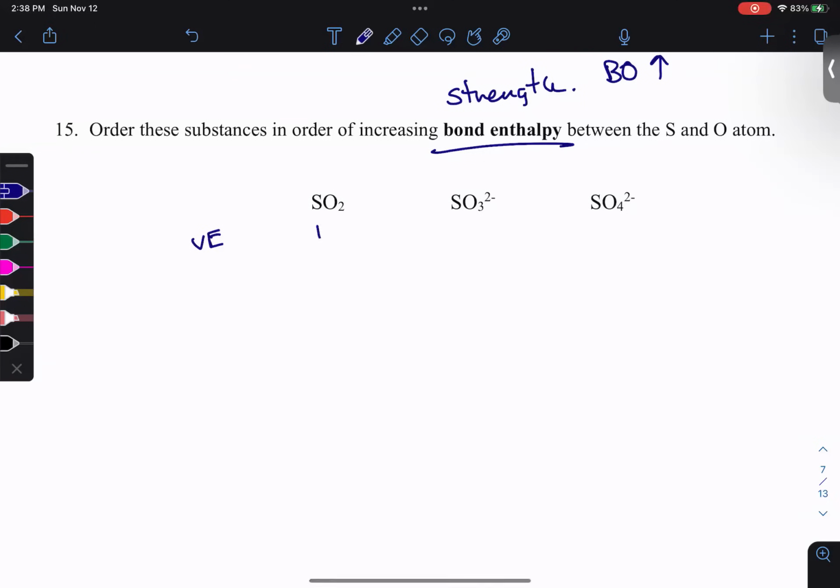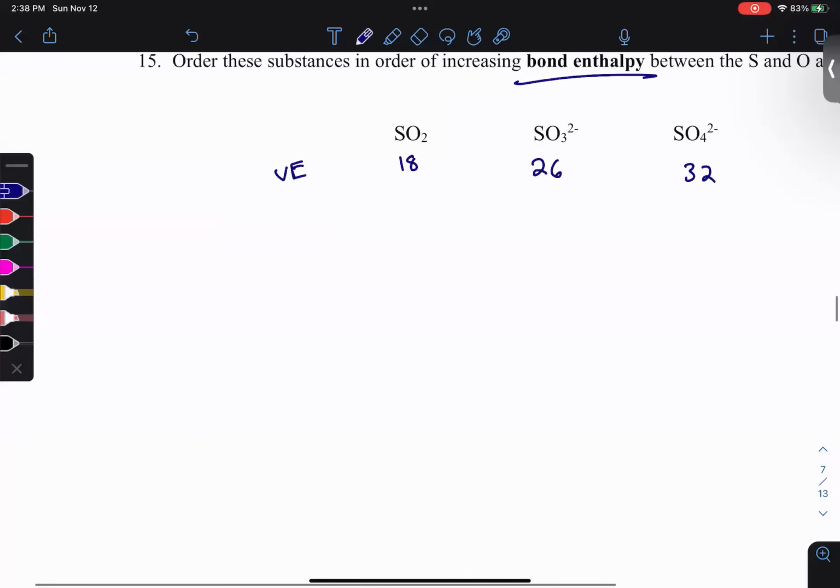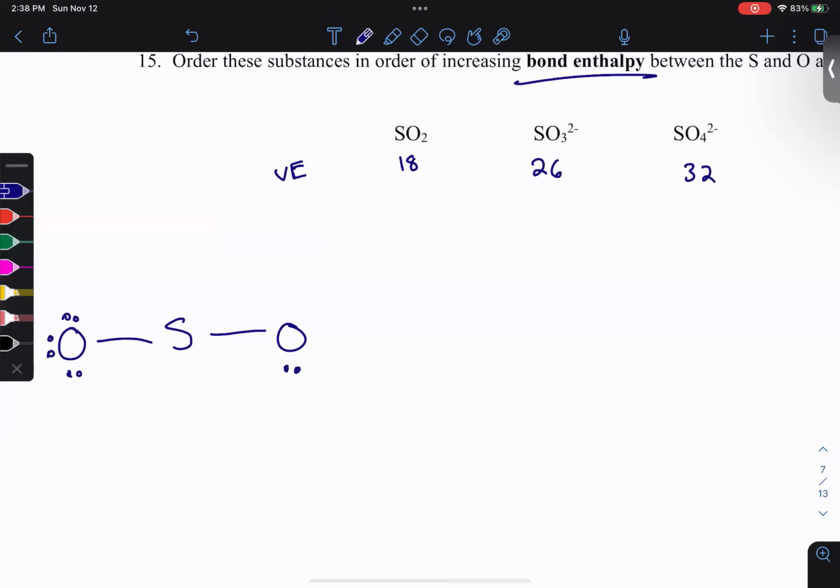So SO2 has, I think, 18 we can spend. SO3 2 minus, add 2 electrons to the valence electron count. So I think it's 26. And then sulfate has 32. All right, so let's do SO2 first. So we got sulfur in the middle, 2 oxygens. So that's 4 electrons. So 4, 5, 6, 7, 8, 9, 10, 11, 12, 13, 14, 15, 16.